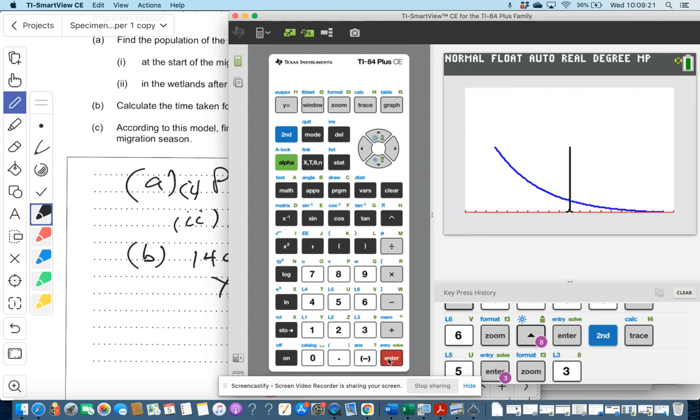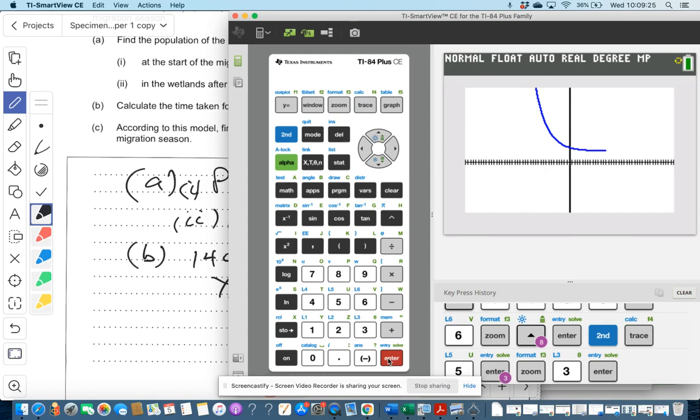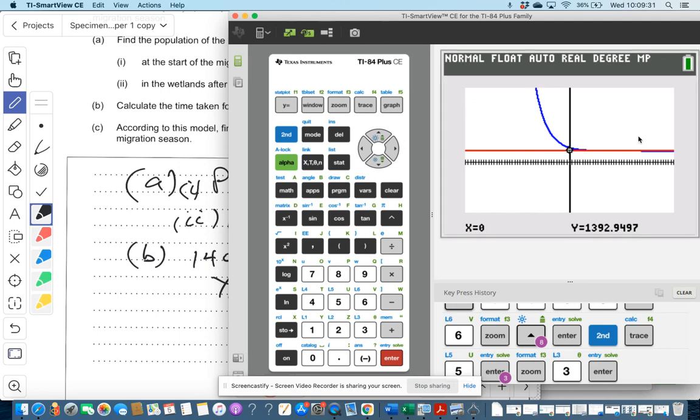I have to hit enter after I hit zoom out. I might see a better picture. Yeah, it's really zoomed out. But you can see the blue line is kind of leveling out there. It does go through the red line, but it looks pretty level just below 1400.